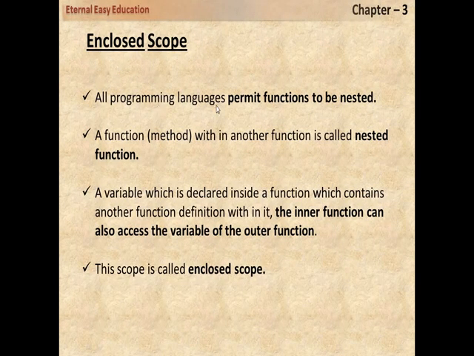Now see, enclosed scope. All programming languages permit functions to be nested. Note the point. A function within another function is called nested function. A variable which is declared inside a function which contains another function definition within it, the inner function can also access the variable of the outer function. This scope is called enclosed scope.